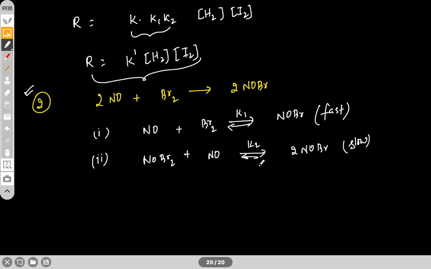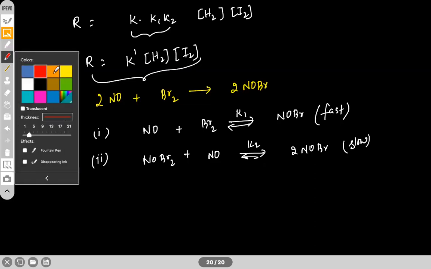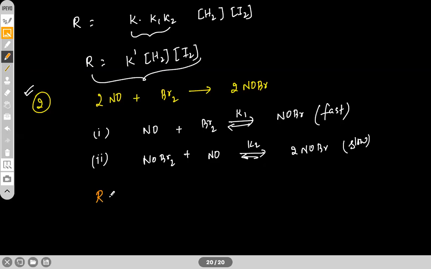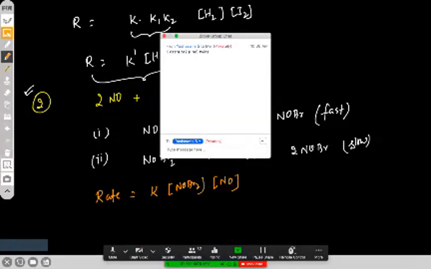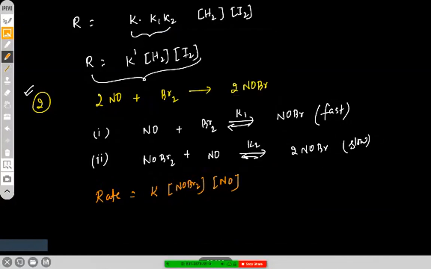Okay. You see this? The rate expression, like I said, we always write with the first, the slowest step. So rate is equal to some rate constant K into the concentration of NOBr2 into NO. Now this NOBr2 and NO, both you see, NO is the reactant molecule, but this NOBr2 is what? It is the intermediate molecule.